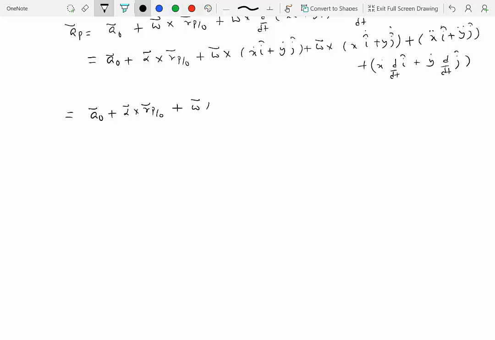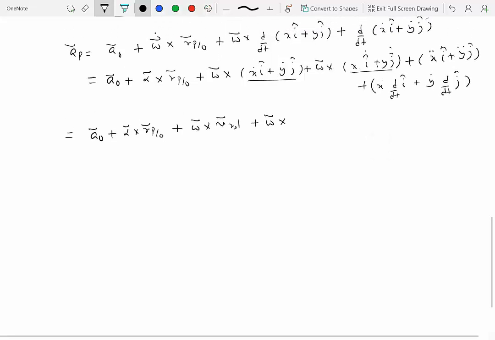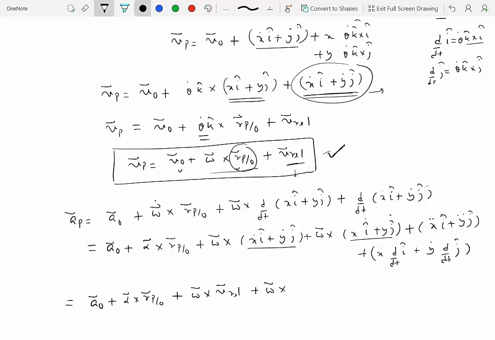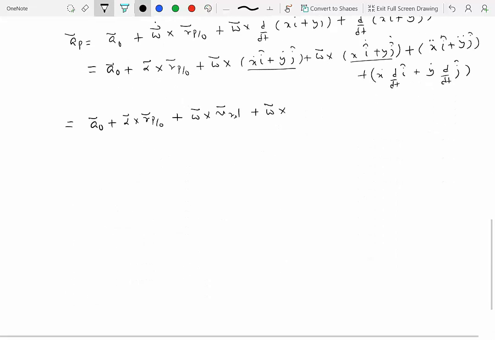plus omega cross. Now what is this term? This term is v relative, we've seen this, so we'll write it v relative plus omega cross. This term we have seen, x dot i hat plus y dot j hat derivative, is nothing but omega cross r of p with respect to O. So let's write that. So that is omega cross r of p with respect to O plus, now let's get to the last two terms.